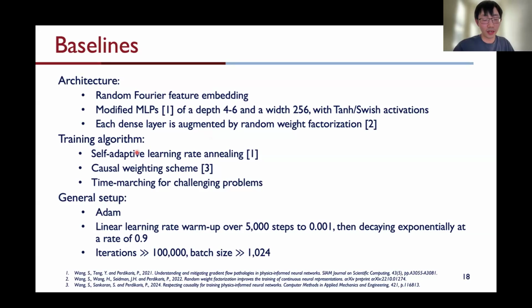For the general setup, we use Adam as the optimizer. We use a linear warm-up and exponential decay. We train the model for long enough iterations to ensure it is fully converged, with a relatively large batch size. This is the baseline. I want to emphasize this is a relatively strong baseline. I saw lots of papers trying to compare their results against the vanilla PINN framework, which is supposed to be a relatively weak baseline. So here, we believe ours can be set as a relatively strong baseline.